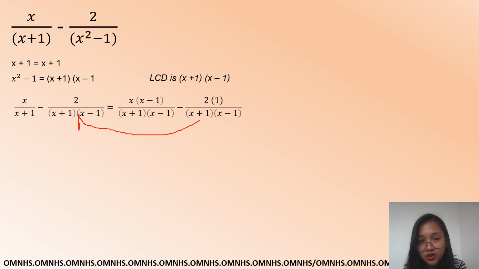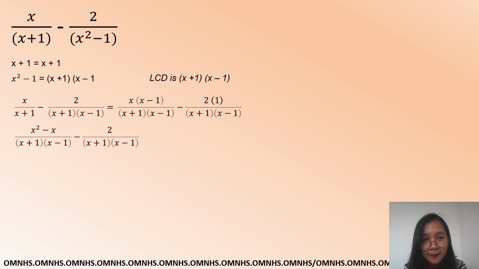And then multiply to the numerator 2. So that's why we have x times x minus 1 all over x plus 1 times x minus 1, minus the 2 times 1 all over x plus 1 times x minus 1. Okay, after this, the x times x minus 1, this one, let's multiply it. So, x times x is x squared. And then x times negative 1 is negative x. And then 2 times 1 is 2.